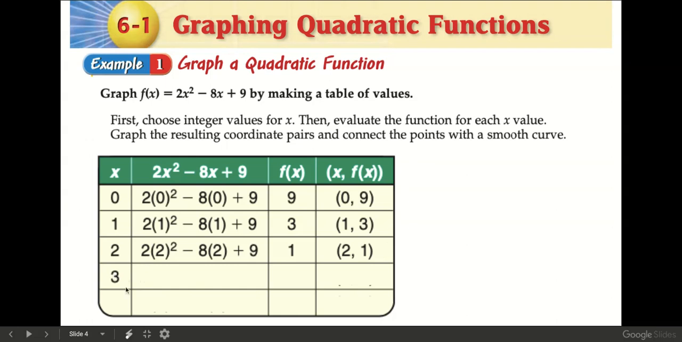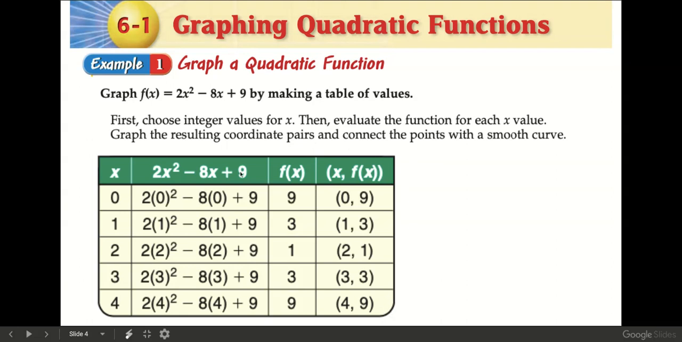You'll input 3, again, inputting 3 in for x into the function, and calculate that out. I would get the output of 3, so I'd have the coordinate (3, 3). And finally, you can use the x value 4, input it into the function, and you get out 9. And so I would have the point (4, 9).